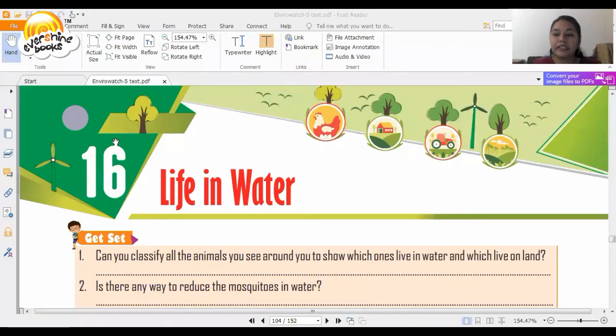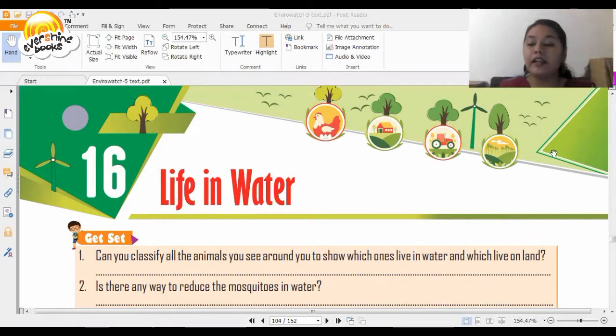And today from your EVS book Enviro, we are going to be reading chapter number 16. So let us start reading this chapter. So this is, as I told you, chapter number 16 and the name of the chapter is Life in Water. So we are going to read about certain plants and animals that stay in water.